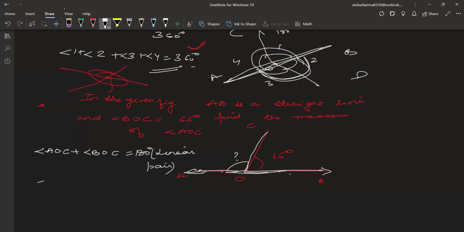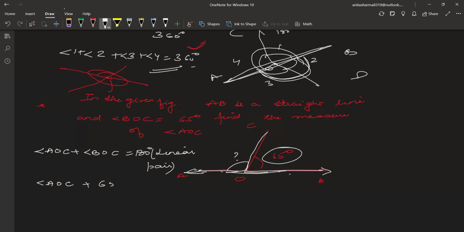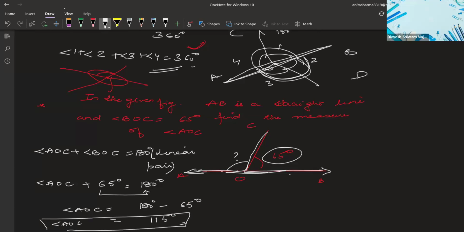Understood, children? Now we have to find the measurement of angle AOC. And angle BOC measurement is given how much? 65 degrees. So angle AOC plus 65 degrees is equal to 180. So now you will transpose the angle 65. Angle AOC is equal to 180 degrees minus 65 degrees. Very good. The answer is 115 degrees. So all have understood how we will find this? Yes, ma'am. Okay, please note this.